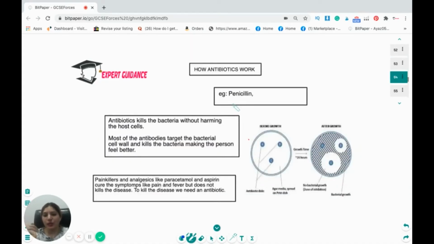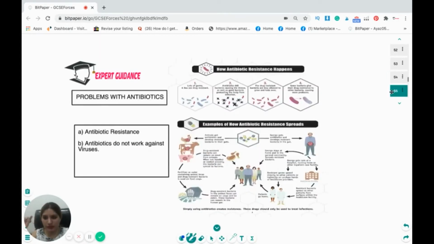Now, how do antibiotics work? For example, penicillin. Antibiotics kill the bacteria without harming the host cell. Why? Because antibiotics target the bacterial cell wall and kill the bacteria, making the person feel better. Painkillers and analgesics are used to treat the symptoms like pain and fever, but do not kill the disease. To kill the bacterial disease, you have to use an antibiotic. Okay, now we discussed at the start that there's a problem with the antibiotic called antibiotic resistance. Now, what happens in antibiotic resistance?